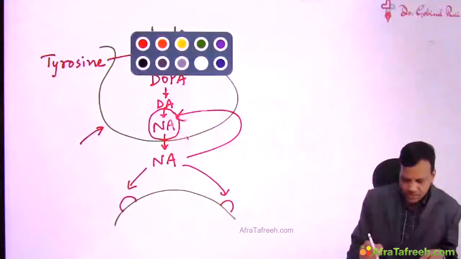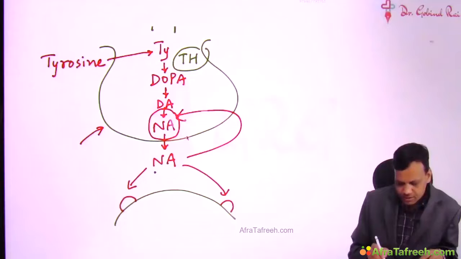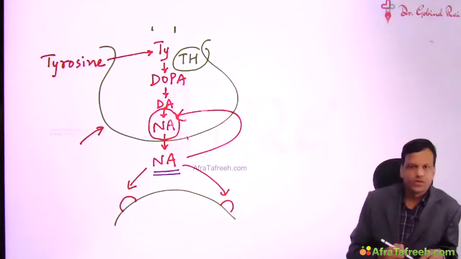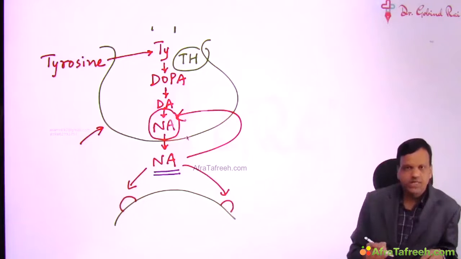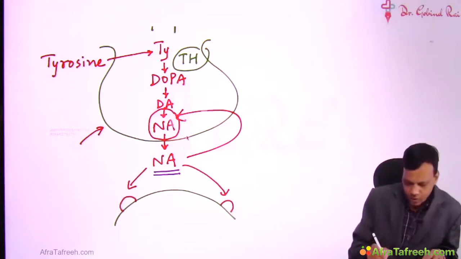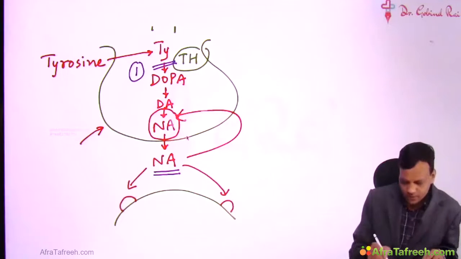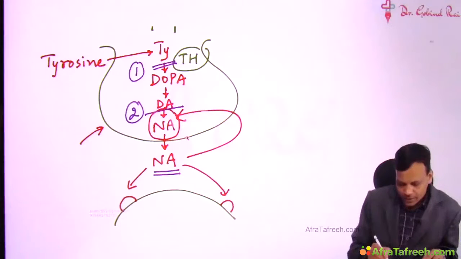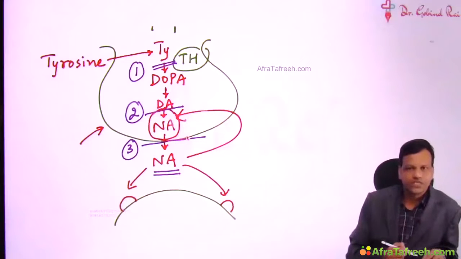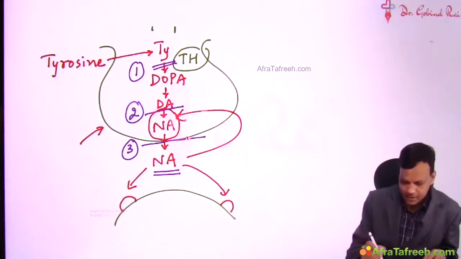Just like in the parasympathetic system, the main action of the sympathetic system is due to the presence of the neurotransmitter, that means noradrenaline, in the synapse. So if we increase or decrease the level of noradrenaline here, we can manipulate the sympathetic activity. And what are the options we have? We can inhibit the rate limiting enzyme, tyrosine hydroxylase. We can inhibit the entry of dopamine into the vesicle, and we can inhibit the release of noradrenaline. So these are three options which decrease noradrenaline in the synapse.